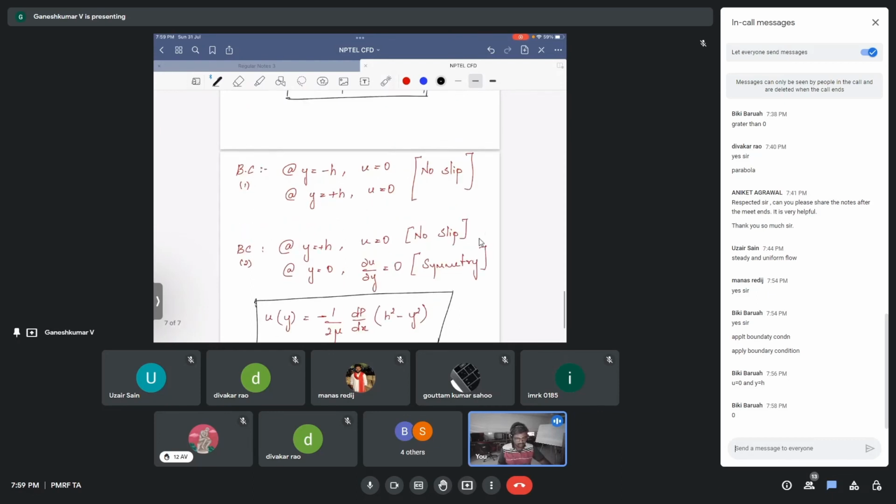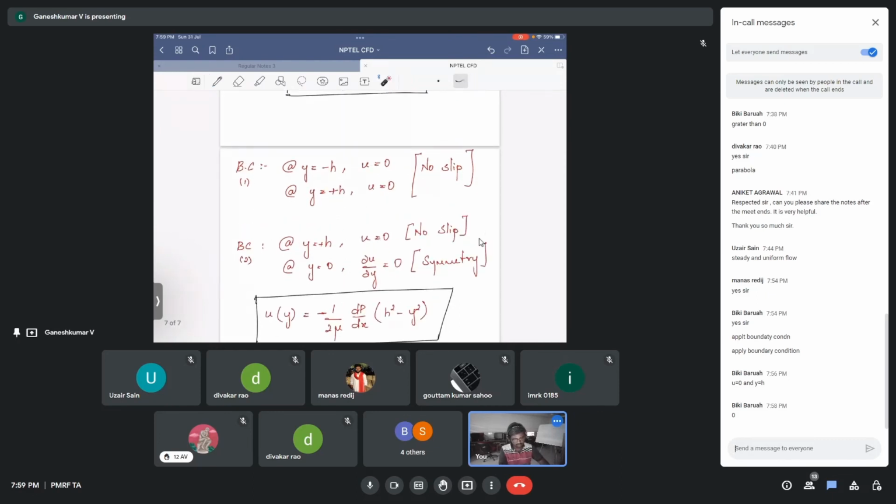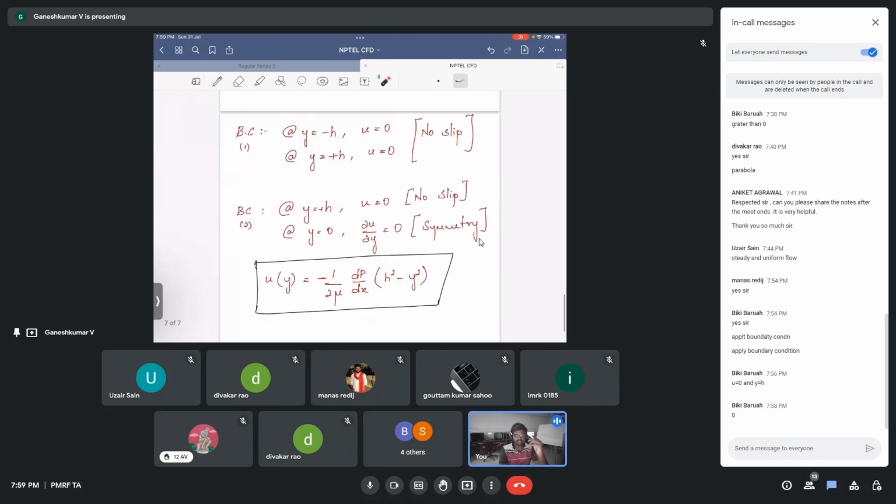If you look at this boundary, dou u by dou y equal to 0 is actually a Neumann boundary condition. If you have gone through the lecture, there are different kinds of boundary conditions. The professor will explain. These two boundary conditions are actually Dirichlet boundary conditions, where you are specifying the value of the dependent parameter at some location. Then it is a Dirichlet boundary condition.